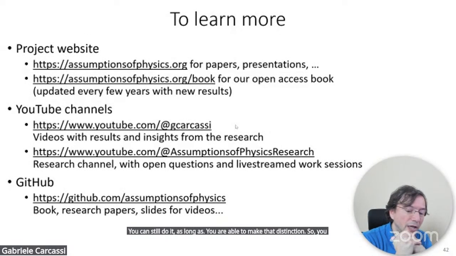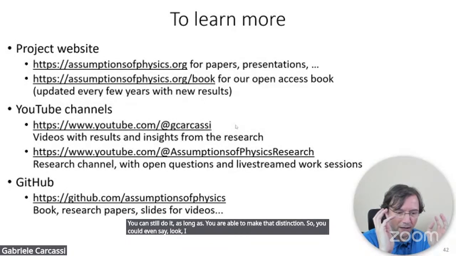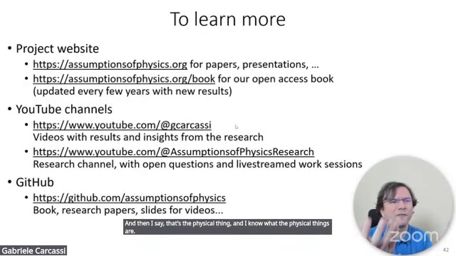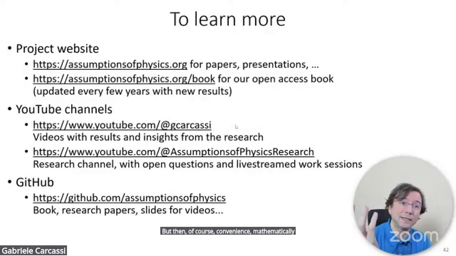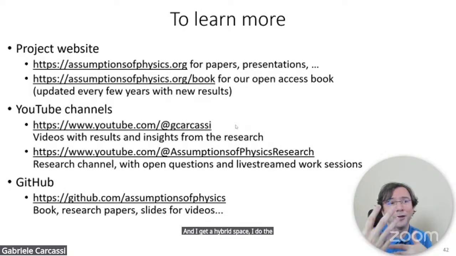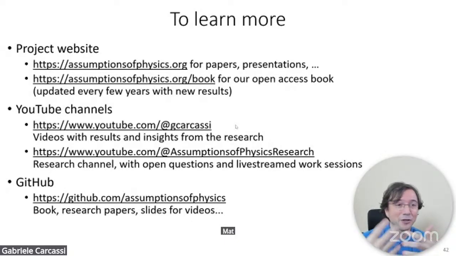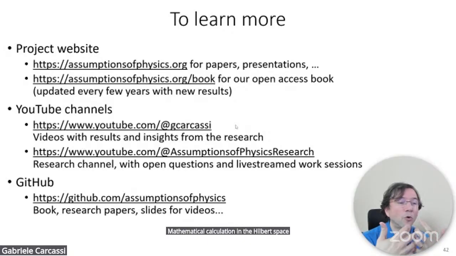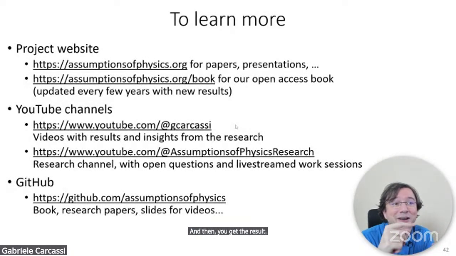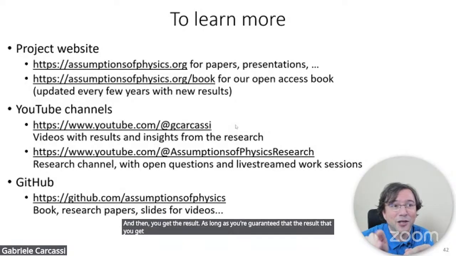So you could even say, look, I start with a physical space, that's not going to be the Hilbert space, it's going to be smaller. And then I say, that's the physical thing, and I know what the physical things are. But then, for mathematical convenience, I complete it in the inner product, and I get a Hilbert space. I do the mathematical calculation in the Hilbert space because it's more convenient. And then you get the result, as long as you're guaranteed that the result of the final calculation is still in the set of objects that are physical, right?